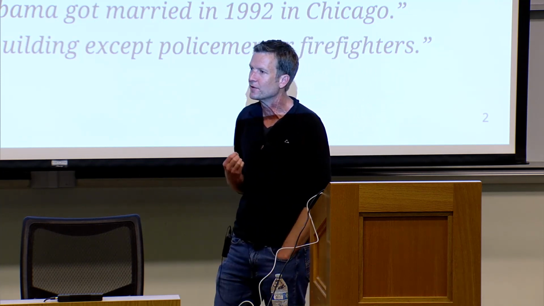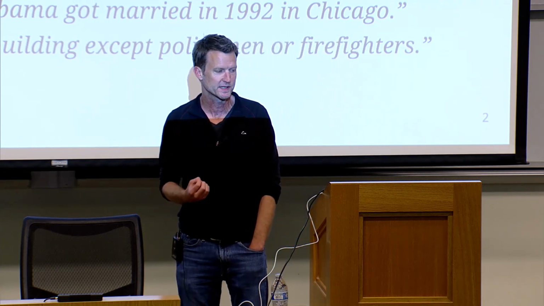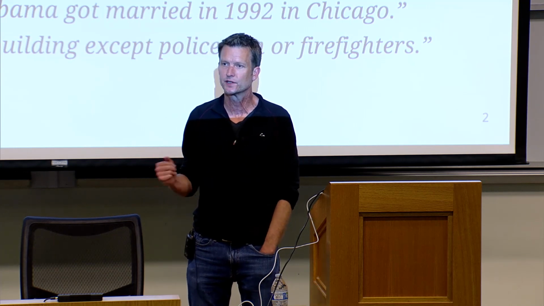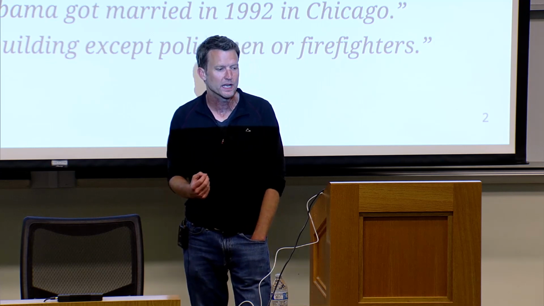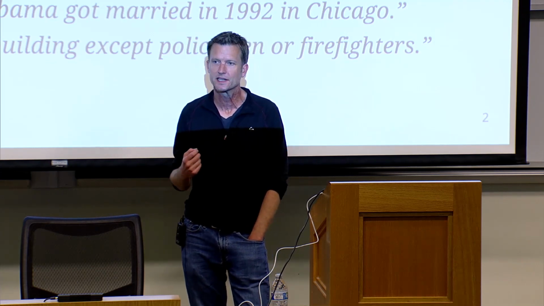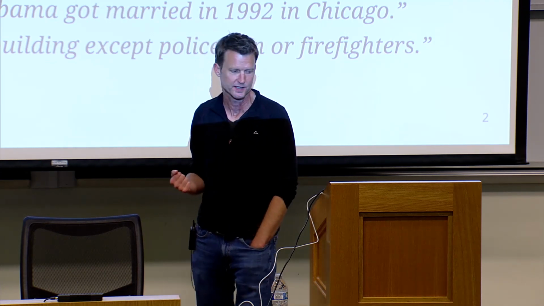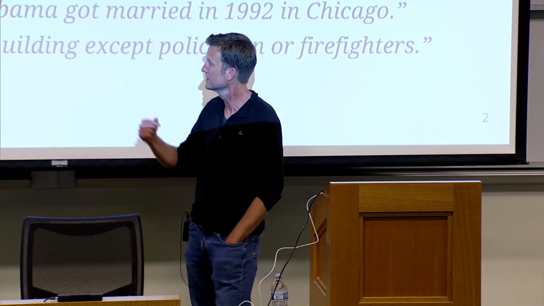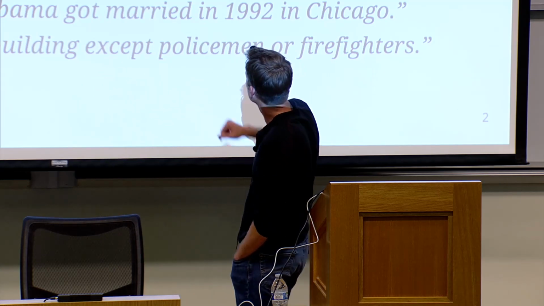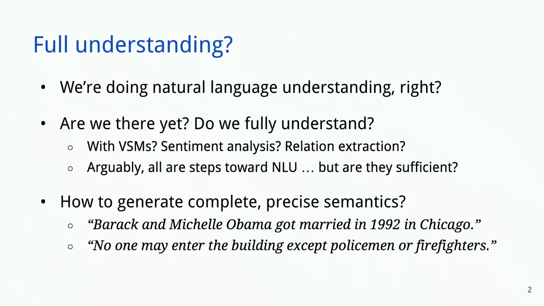We still don't know how to generate complete, precise representations of the meanings of full sentences. And there's still many aspects of meaning that we don't know how to capture. So for example, things like higher arity relations, or events with multiple participants, or temporal aspects. Like this example, Barack and Michelle Obama got married in 1992 in Chicago. Or logical relationships, as in no one may enter the building except policemen or firefighters.